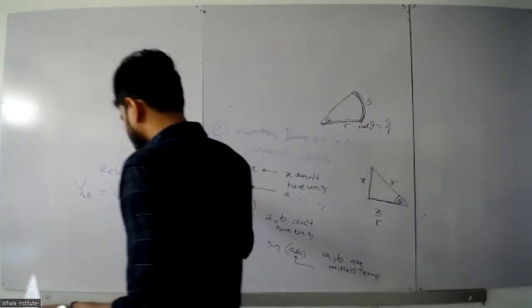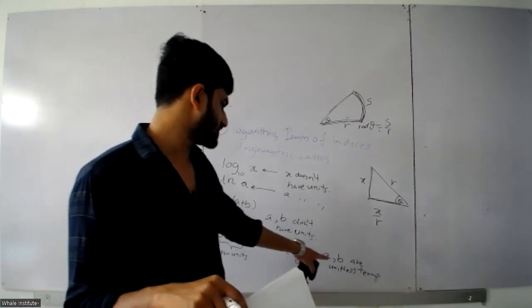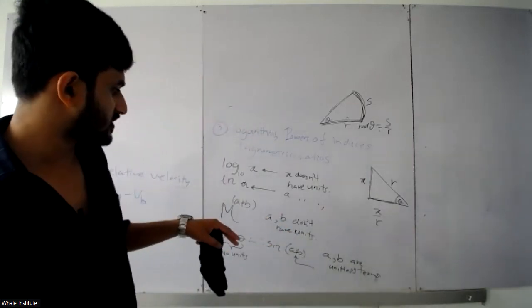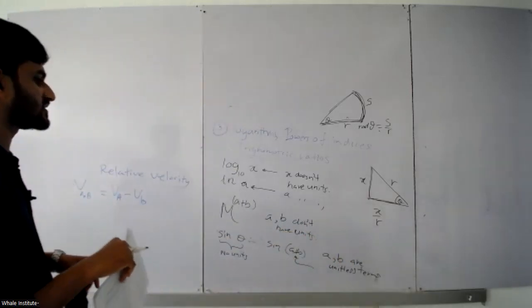Sin theta, the whole term, we can consider as a quantity having no units. Okay, so a plus b contains no units, and a and b separately also are unitless terms.